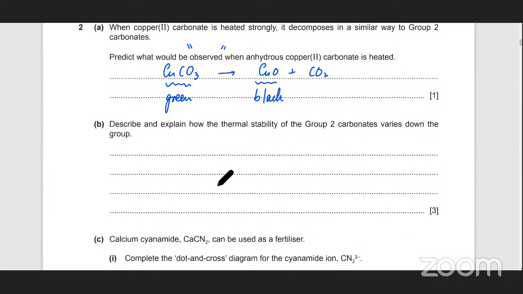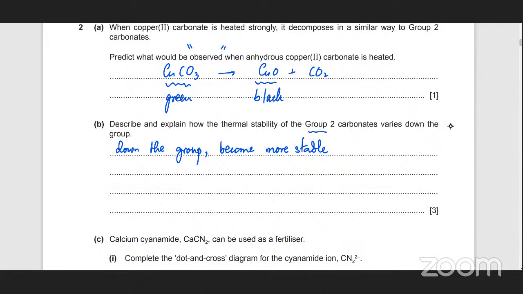Describe and explain how the thermal stability of group 2 carbonates varies down the group. Now he's talking about group 2. So first thing is they become more stable down the group. One mark for the thermal stability. Sir, can you explain the same for the nitrogen compounds? Same, both are the same. But the temperature required to decompose decreases for nitrogen? No, it's higher. Down the group it is more stable. We're talking about nitrates, not nitrogen. So nitrates, sir. And what is the reason?